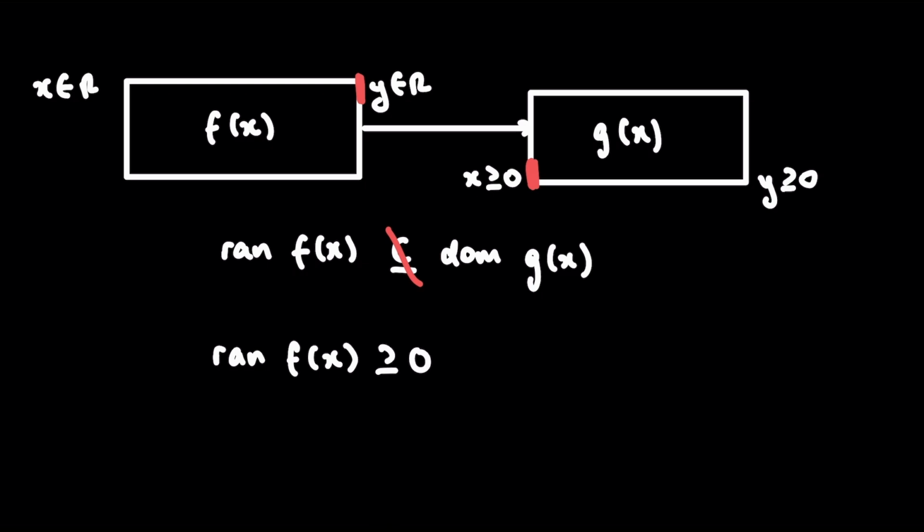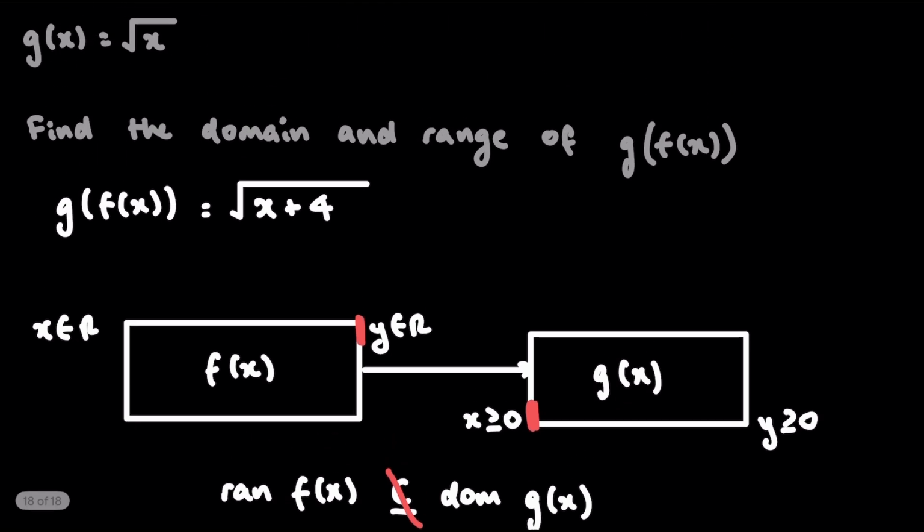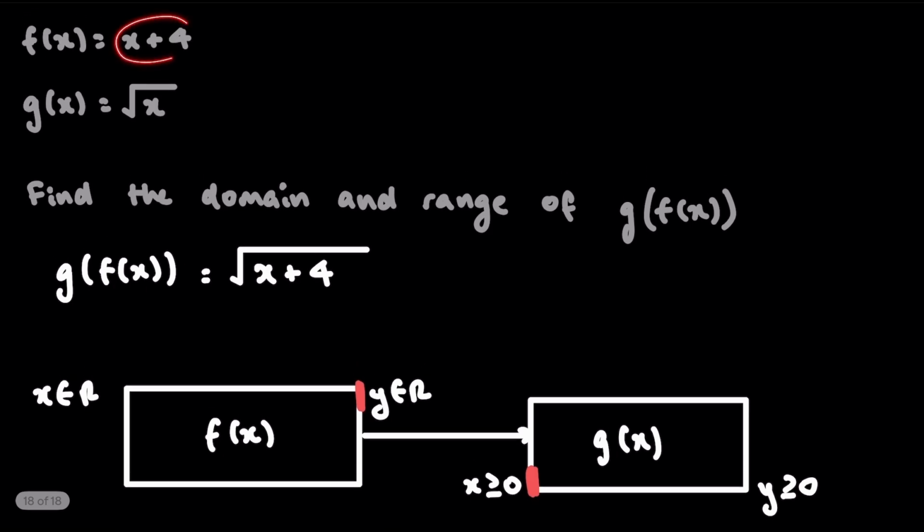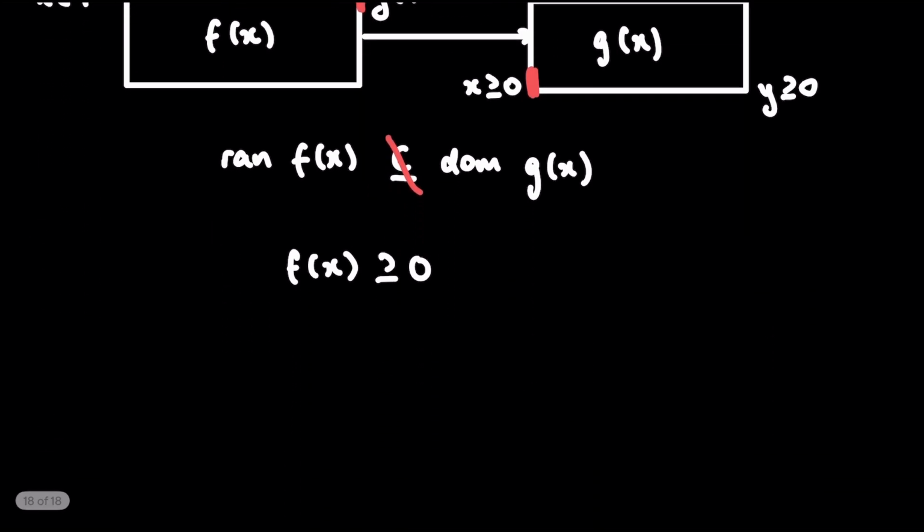Why does that have to be more than or equal to 0? Because any value that leaves this, if it's more than or equal to 0, we're saying that those values are happily allowed to go into the second machine. So the range of f of x has to be more than 0. And another way of talking about that is simply saying f of x has to be more than 0. Now we're just having to solve an inequality where f of x is just x plus 4. So if x plus 4 has to be more than or equal to 0, we can solve this and say that x has to be more than or equal to minus 4.